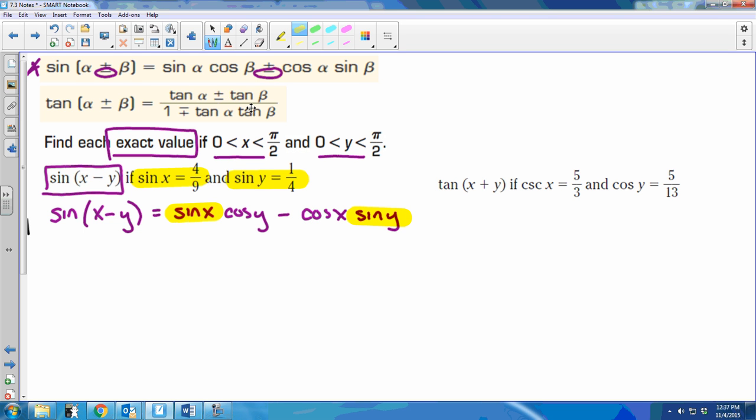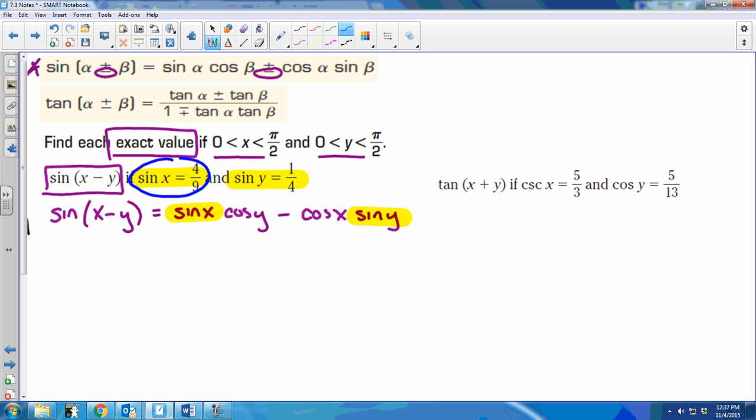It's very tempting, if you don't think about the identities, to just say, oh, well, it's just 4/9 minus 1/4, because it says sine of X minus Y. But remember, the identity does not say that. So you have to think about all of the pieces that are involved. So we have the two sine pieces, but we're missing the two cosine pieces. That makes sense to everybody. All right. So this is where learning target 2 comes into play, because we have to go back. We have to find cosine X, and we have to find cosine Y so we can stick all those into the identity. All right. So if we are given sine of X, then how can I find cosine of X?